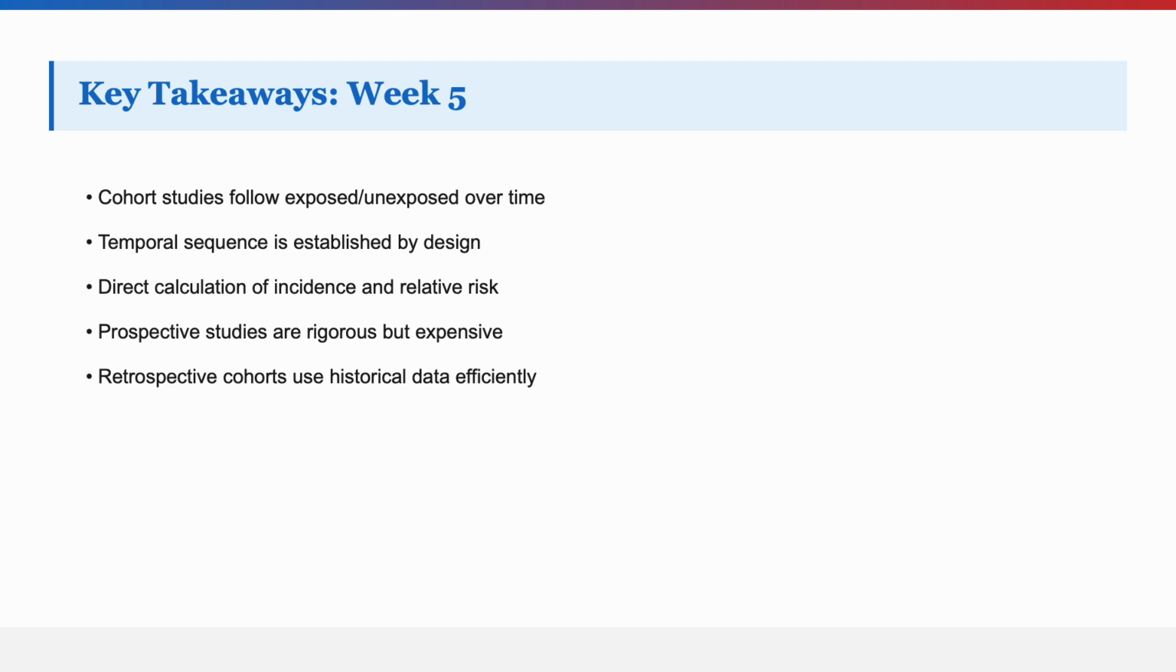For healthcare managers, cohort study evidence about risk factors and interventions is generally strong. When you see a relative risk from a well-conducted cohort study, you can have reasonable confidence in the association, though bias and confounding still require consideration. Next week, we'll cover case control studies, a design that's more efficient for rare diseases and faster to complete.